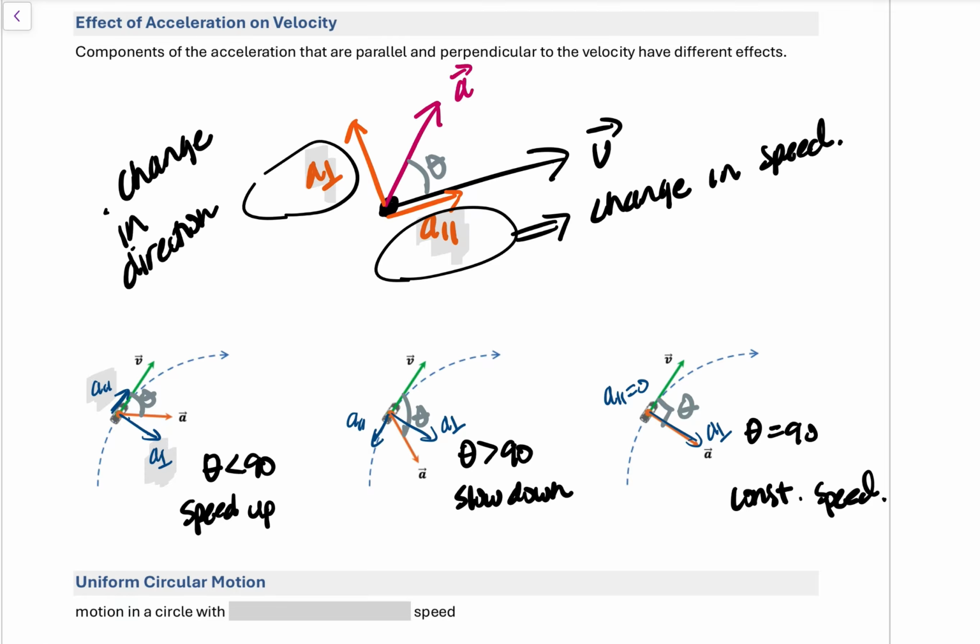So theta less than 90 means we have a component of acceleration in the same direction as velocity. Theta greater than 90, we're going to have a parallel component of that acceleration that is in the opposite direction of velocity. And for theta equals 90, we're going to be moving at constant speed. So no component of that acceleration is parallel to our velocity.